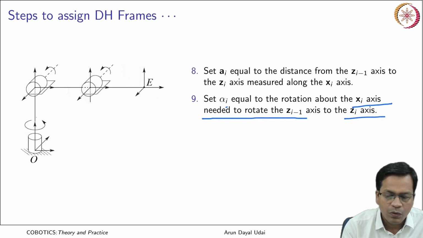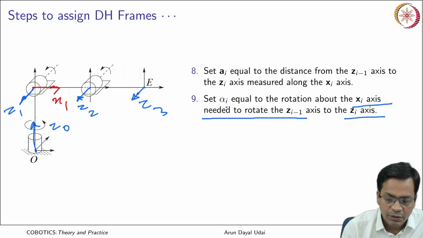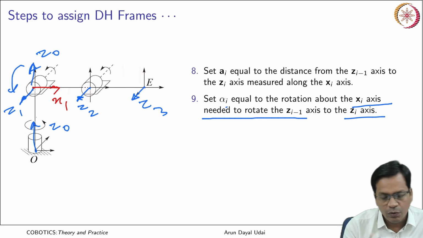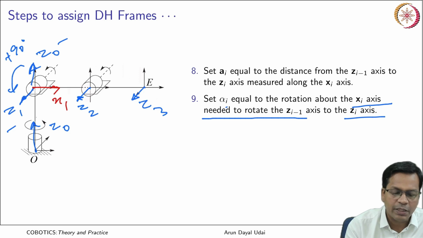to zi. So there is no angle between z1, z2, and z2, z3, but when you look at this one, this is z0 and z1, if you measure about x1, you see z0 comes from this to this. So you have to follow the right hand thumb rule. So it is about x1 you are measuring, so it is plus 90 degrees. It can be taken from z0 to z1. Got it? So this becomes my alpha 1. So it is alpha 1.